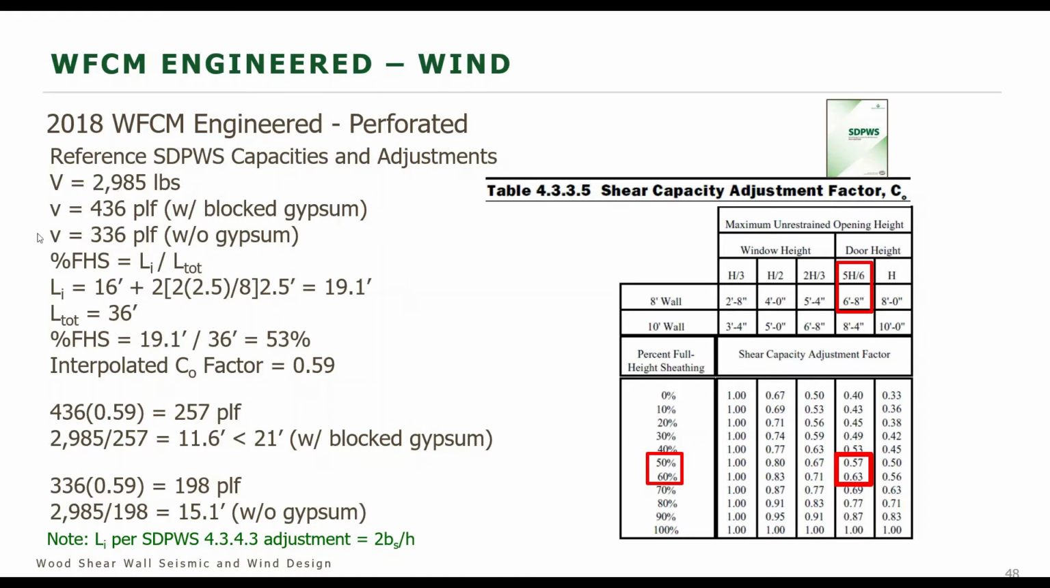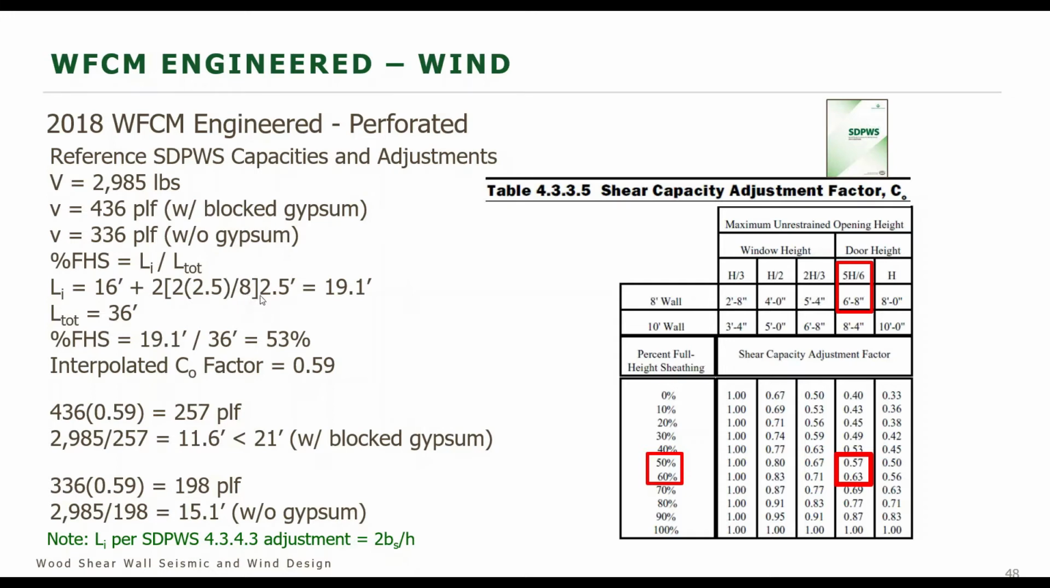The applied load is still 2,985 pounds. That has not changed. So we calculate the percent of the wall that is full height sheathing. So it's based on the effective full height sheathing. In this case, what we need to do is adjust the resistance based on those high aspect ratio segments. The high aspect ratio segments were those long skinny ones that were between the windows, and we need to adjust them per the SDPWS 4.3.4.3 adjustment that we see here, this 2bs over h. So that's what you see here, this 2 times 2.5 divided by 8 is that adjustment.